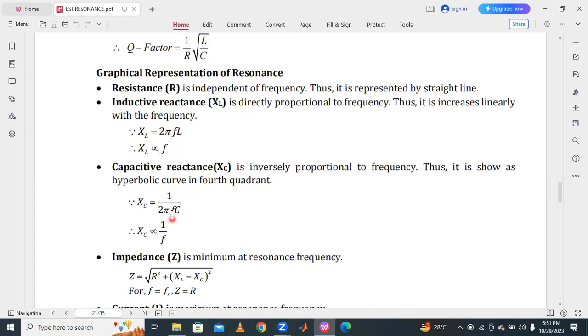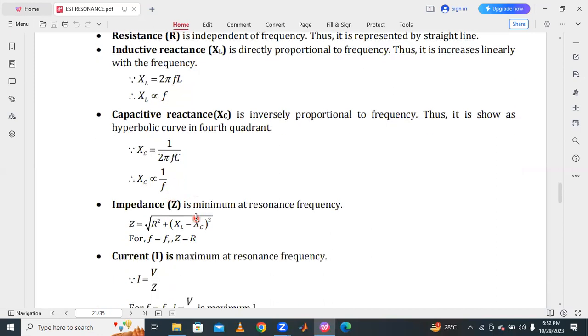Then capacitive reactance, called X_C, is equal to 1 by omega C. Omega is 2π f, so X_C is equal to 1 by 2π f C, so X_C is proportional to 1 by f. Capacitive reactance is inversely proportional to frequency: when frequency increases, capacitive reactance decreases. If frequency is 0, the capacitive reactance is infinity, so the curve starts from infinity, and if frequency is infinity, X_C is 0. That's why it is an exponentially decreasing waveform. This is called capacitive reactance.